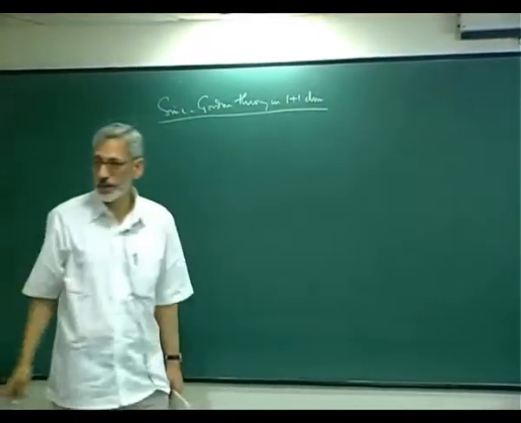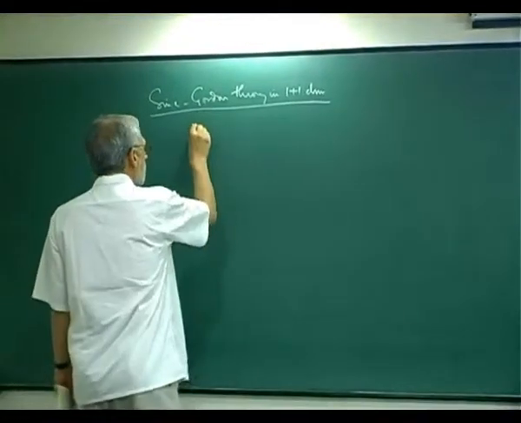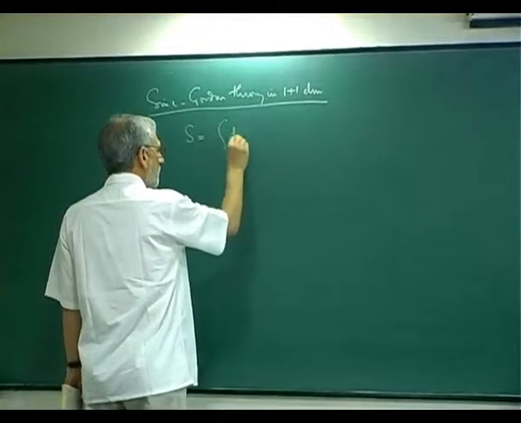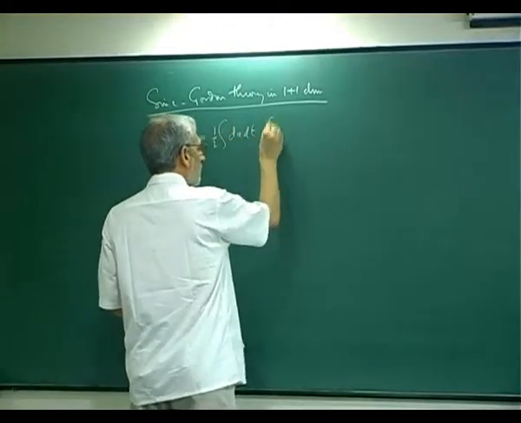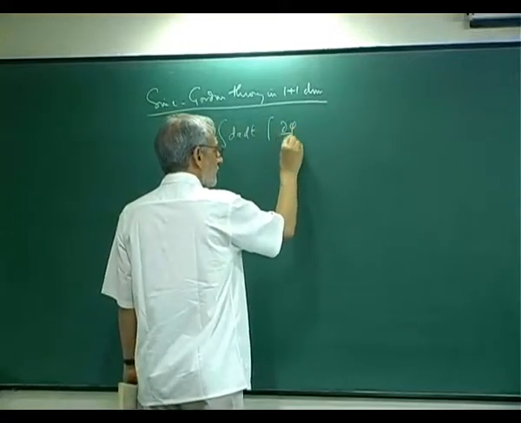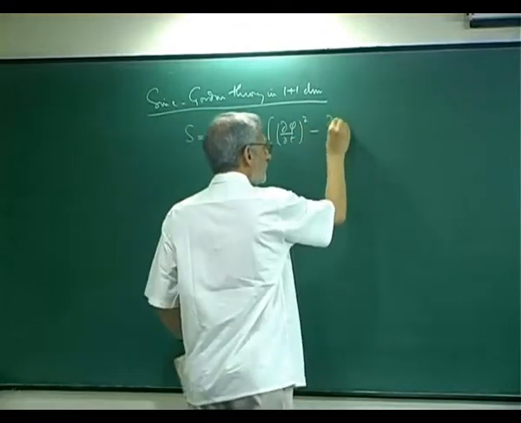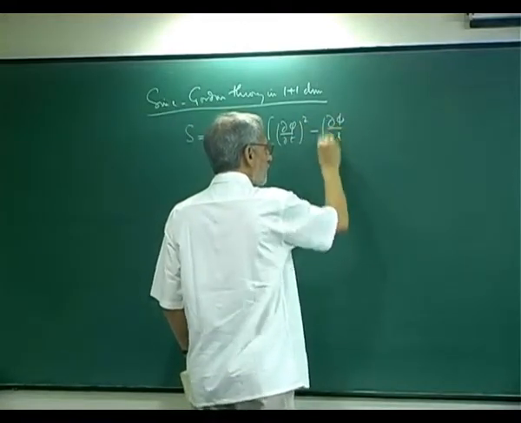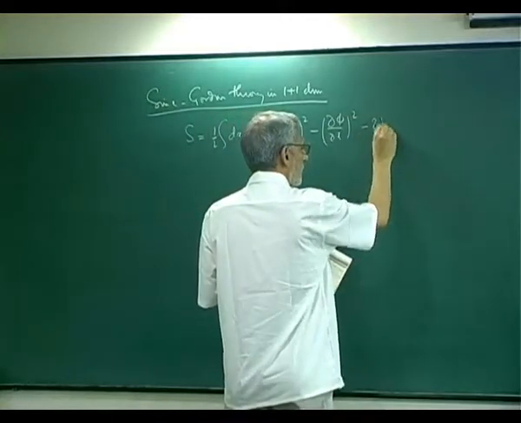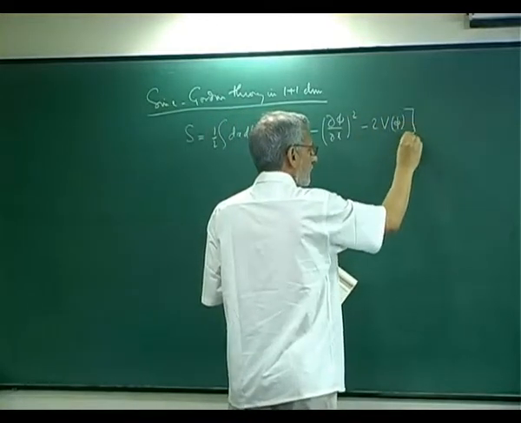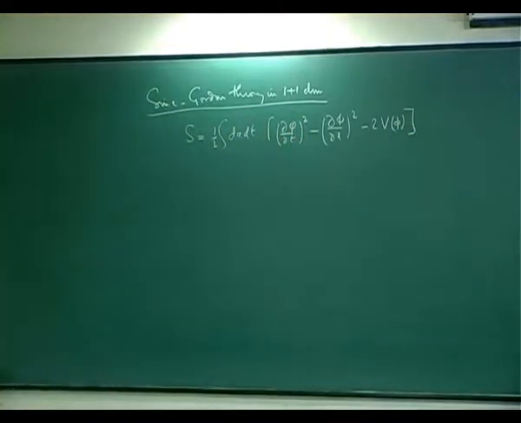One space and one time dimension. That's 1 plus 1. And we started with an action, the integral dx dt of half the kinetic energy term minus the spring potential energy minus 2V(phi). V(phi) is the potential, the gravitational potential.